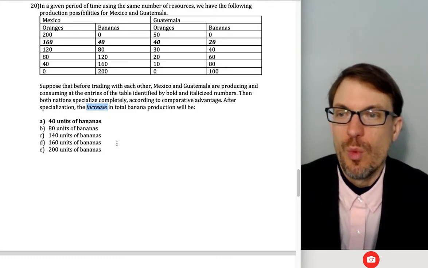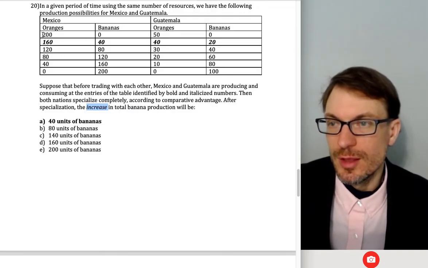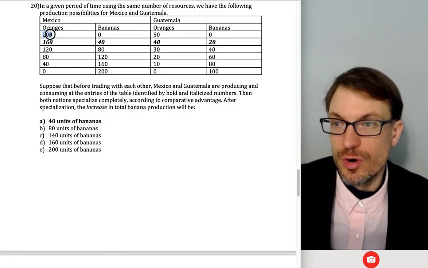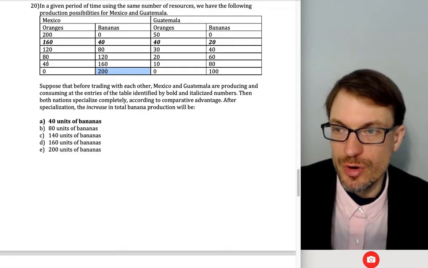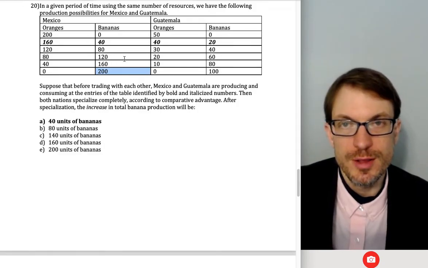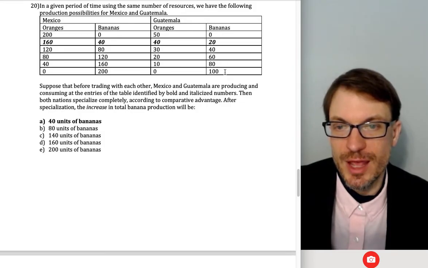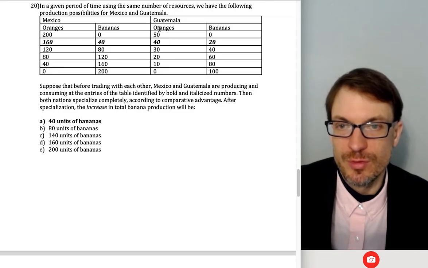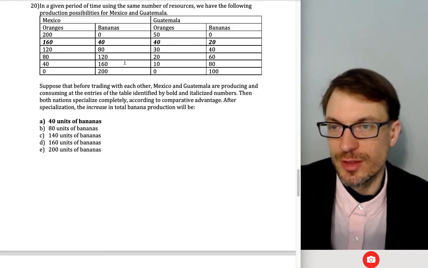Okay, so one thing you can do to identify who ought to specialize in what is to see if Mexico specializes in oranges, we've got 200 oranges, 0 bananas. If Mexico specializes in bananas, we've got 200 bananas, 0 oranges, which means they give up 1 for 1. What about Guatemala? Well, we could get 50 oranges or 0 bananas, or 100 bananas or 0 oranges. Guatemala is giving up way more bananas to make oranges than is Mexico.